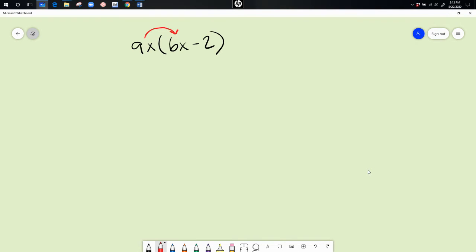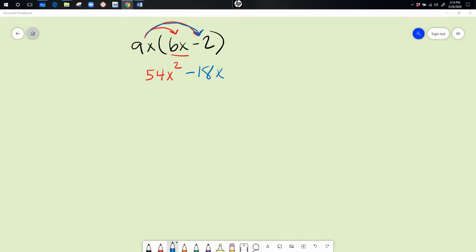So 9x times 6x and 9x times -2. We'll start with the 9x times 6x. Remember, we do numbers times numbers and letters times letters. So 9 times 6 is 54, and x times x is x squared. Now we're going to do 9x times -2. Remember, the negative sign goes with the 2 here, so -2 times 9 is -18, and we only have one x, so we just leave it there. And this was the final answer to that one.